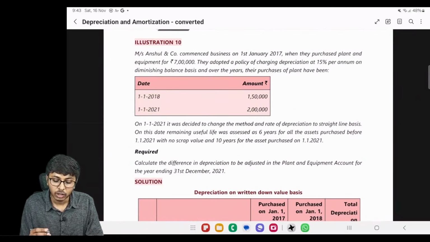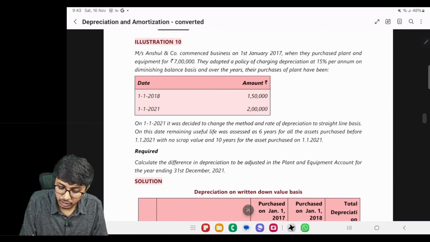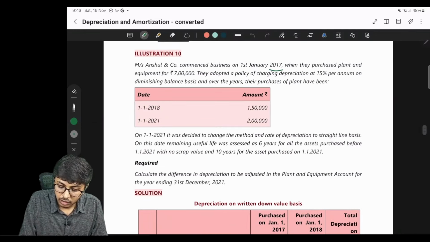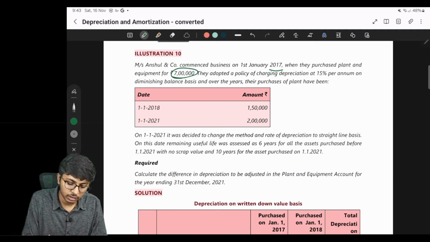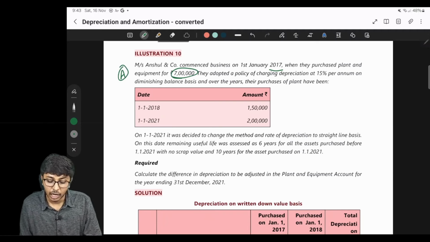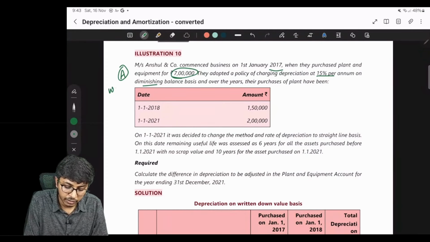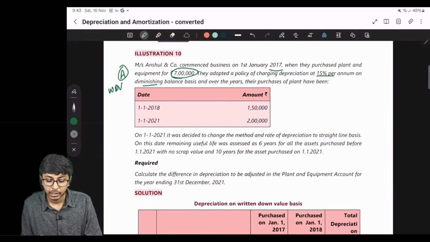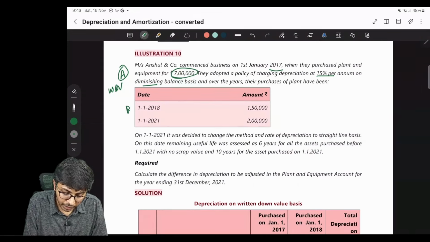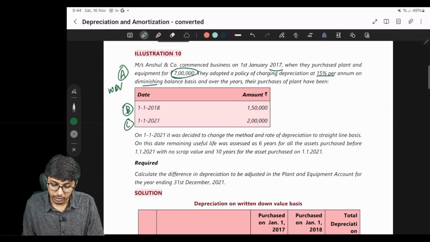Messrs. Anshul and Co. commenced business on 1st January 2017, when they purchased a plant for 7 lakh rupees. This is machinery A. They adopted a policy of charging depreciation at 15% per annum on diminishing balance, that means WDV, correct? Then they purchased one more, B, and one more, C, correct?